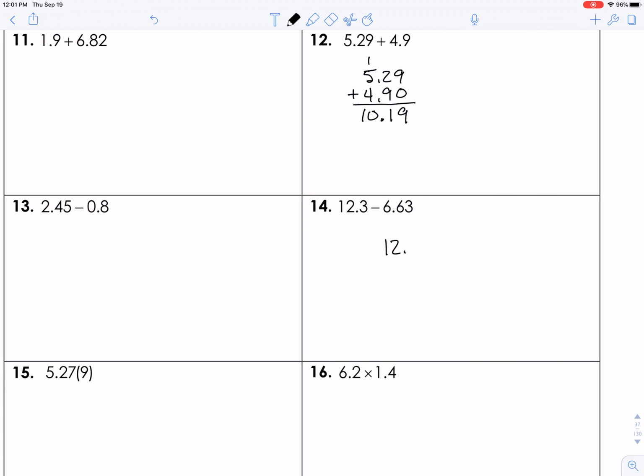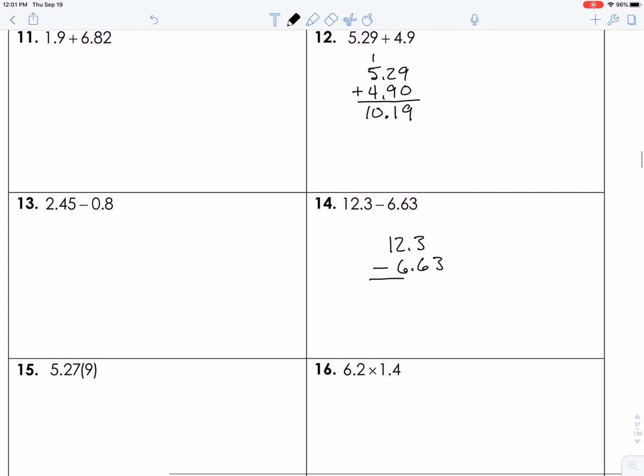So we got 12.3 minus 6.63. Notice how I lined everything up. I'm subtracting that. Well, now I've got this weird empty space over there next to the 3 in 12.3. I just put a 0 in there. Okay, now it's just regular subtraction, and really, you can bring your decimal down now. It's not moving around when you're adding and subtracting. So when we get to multiplying and dividing, we got to pay attention.